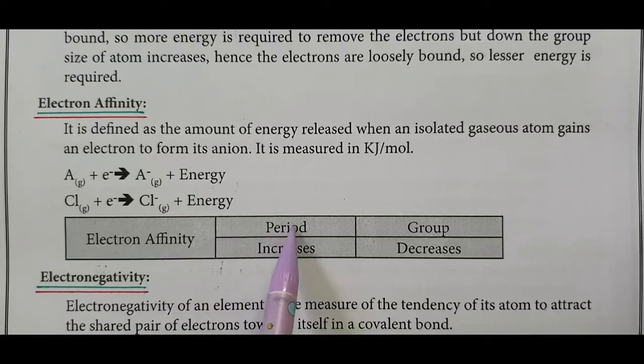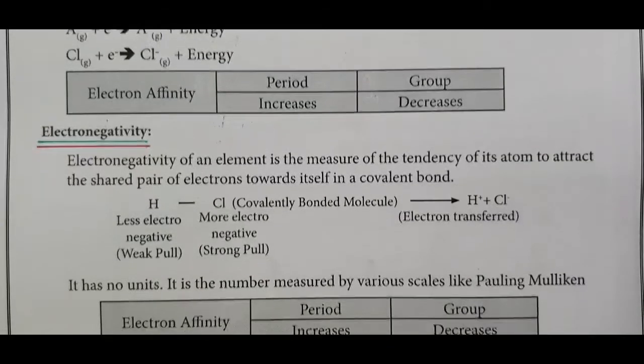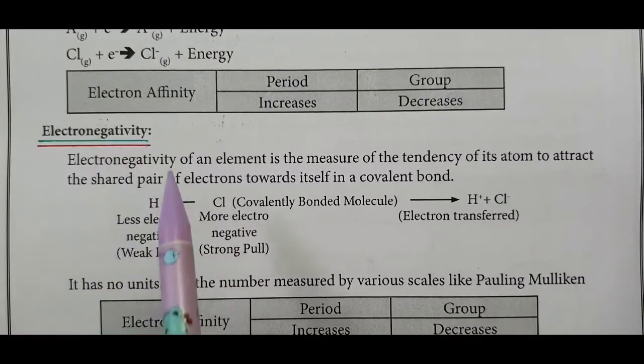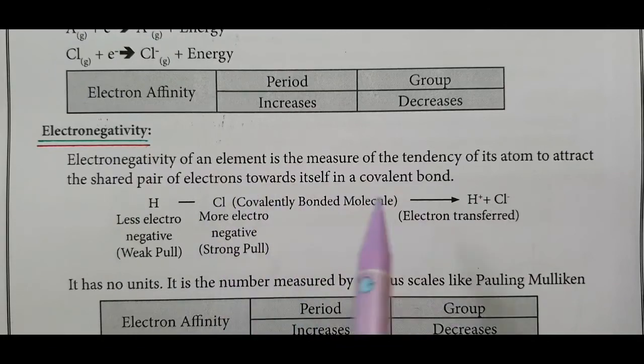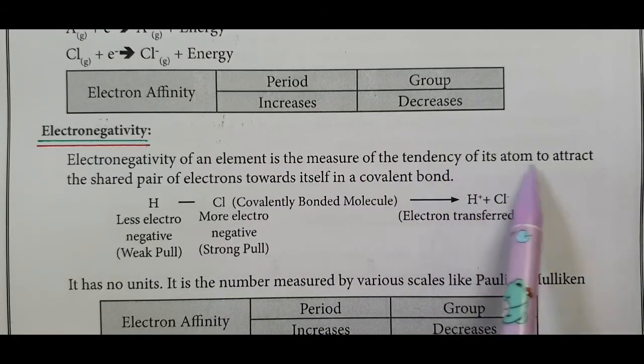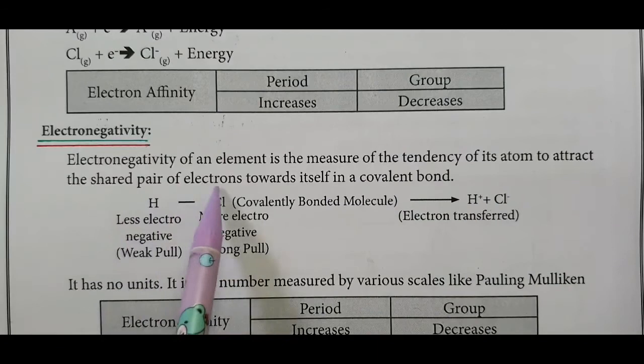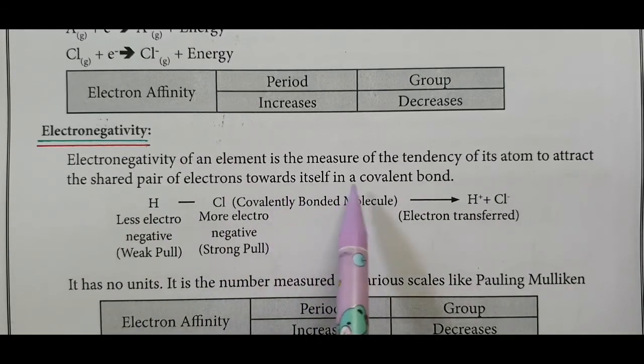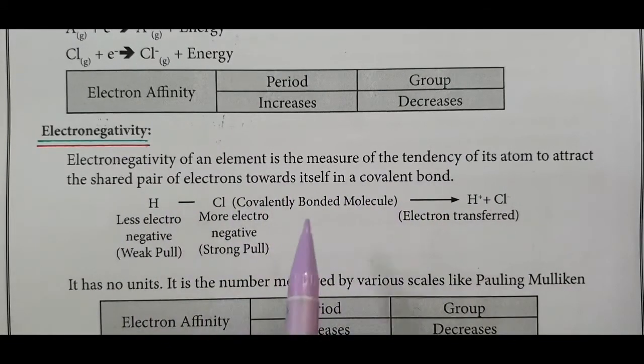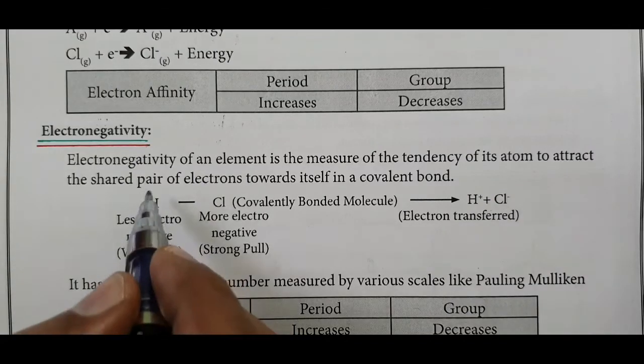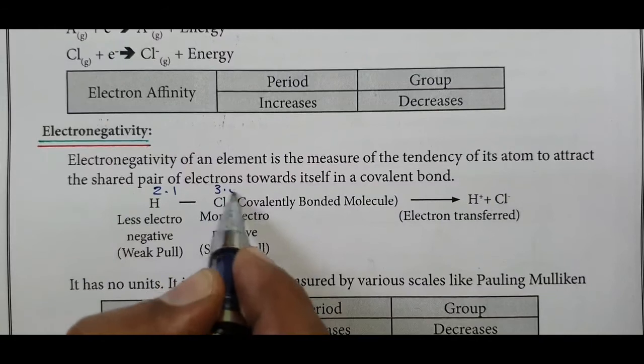Electron affinity in a period, when you move from left to right, increases; in a group, when you move from top to bottom, decreases. Come to the next periodic property, electronegativity. Electronegativity of an element is the measure of the tendency of its atom to attract the shared pair of electrons towards itself in a covalent bond. Hydrogen is a least electronegative element; the electronegativity of hydrogen is 2.1 and that for chlorine is 3.0.